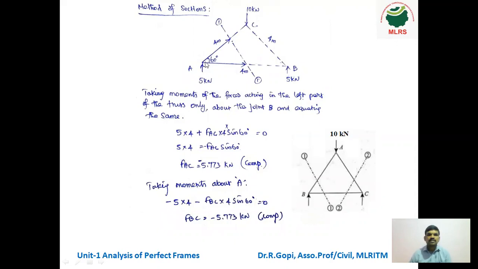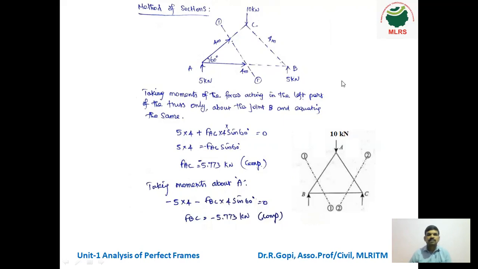A roof truss, a triangular truss, carries a 10 kilonewton load. The angles of the connections are 60 degrees, 60 degrees, 60 degrees, an equilateral triangle, and at the apex at point C there is a point load, 10 kilonewton, acting.